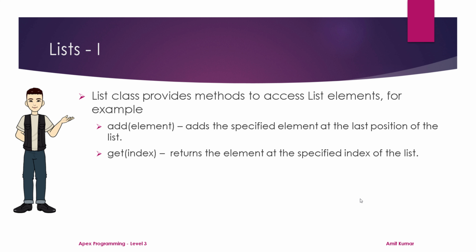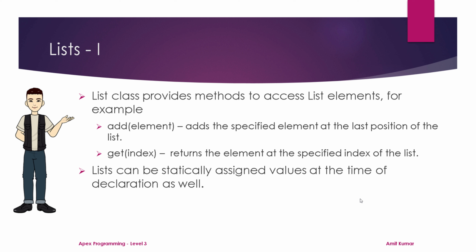The List class provides methods to access list elements. For example, the add method that accepts an element is used to add the specified element at the last position of the list. Whereas the get method with an index parameter returns the element at the specified index of the list.